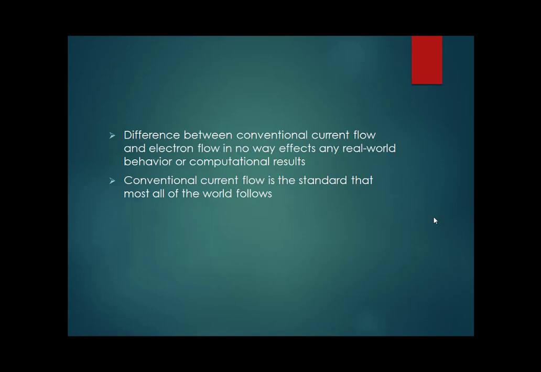So the main difference is between conventional current and the flow of electrons. In the real world we study conventional current. Conventional current is the flow in the normal routine direction. Conventional current flow is the standard that most of the world follows. In books and other calculations, we use conventional current. It means flow from the positive to the negative terminal of the battery.